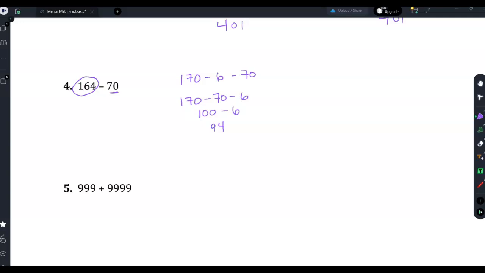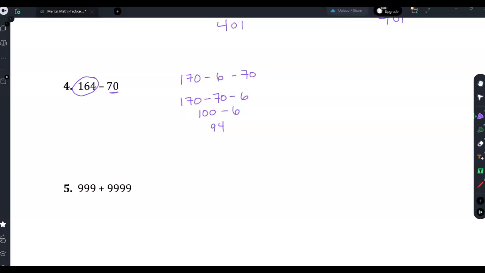Again, I'm doing this mentally, like this is the process I'm showing, but the idea is just to say, well, 164 is close to 170, so let's do 170 minus 70, which is 100, but it wasn't supposed to be as big as 170. It was only supposed to be as big as 164. So I need to subtract off that extra 6 that I added in the beginning.